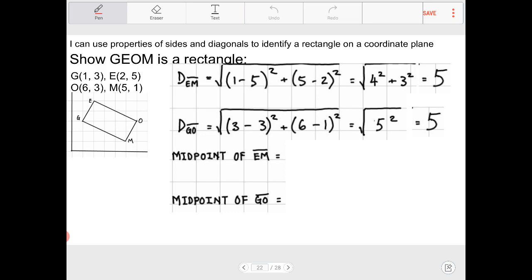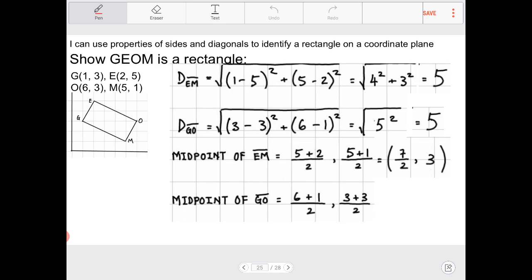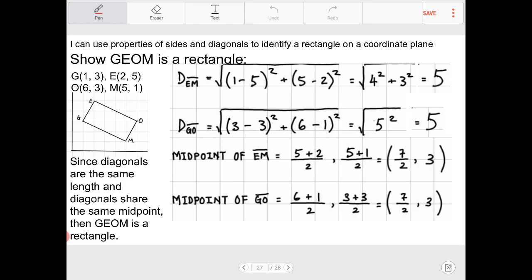We now need to find the midpoint of EM and the midpoint of GO. The midpoint of EM, if we find the averages of those two coordinates, as it turns out, will be 7/2, 3. If we find the midpoint of GO, it too will be 7/2, 3. That makes sense because the midpoint is in fact right there, and it is going to be 3.5, 3. So we do need to declare that this is in fact a rectangle, and the reason is, since diagonals are the same length and diagonals share the same midpoint, then GEOM is in fact a rectangle.